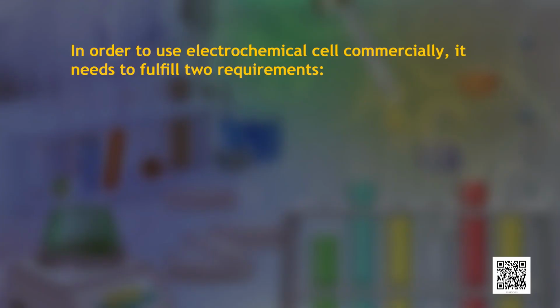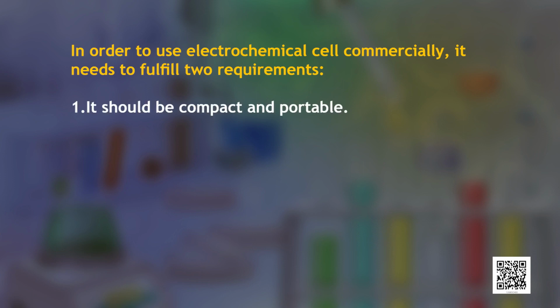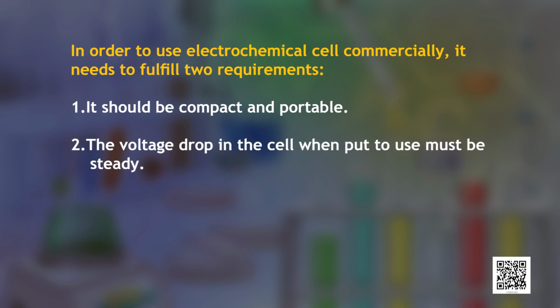The electrochemical cells are the source of electrical energy and can be used as commercial cells. In order to use an electrochemical cell commercially, it needs to fulfill two requirements. It should be compact and portable, and the voltage drop in the cell when put to use must be steady. When several electrochemical cells are combined and connected in series, it forms a battery. Though the function of a battery is almost similar to the galvanic cell, a battery is still better in application than a galvanic cell, as it does not require a salt bridge and thus is compact.